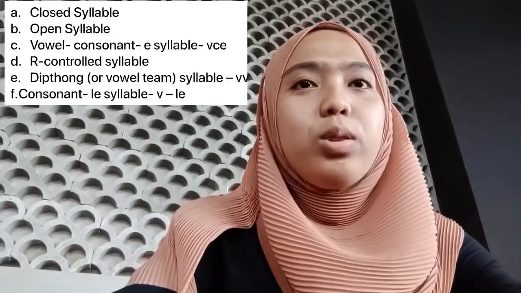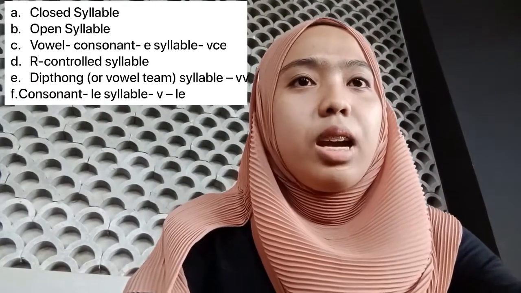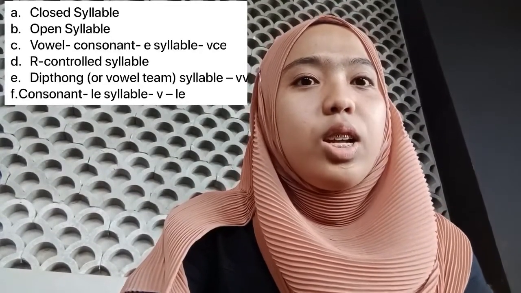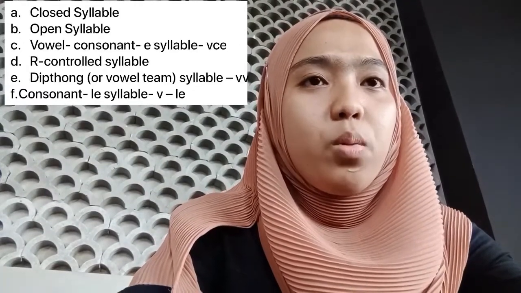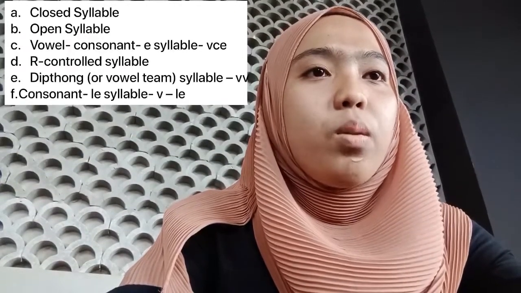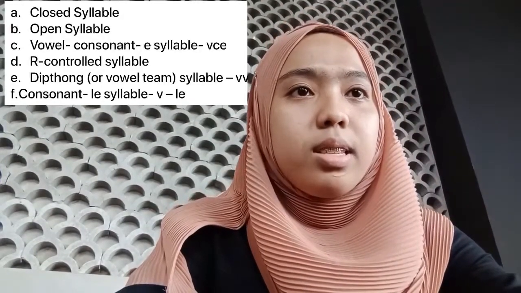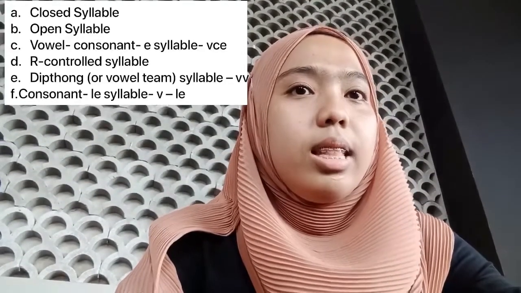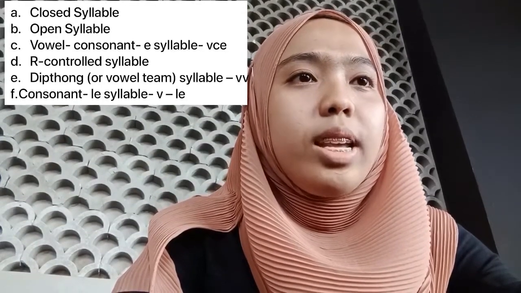And now I want to explain about types of syllables. There are six types of syllables and they are: first, the closed syllable, or VC, vowel consonant. A closed syllable ends in a consonant. The vowel before the final consonant has a short sound. Examples include cat, red, on, went. This is the first type of syllable that is taught, usually in first grade.